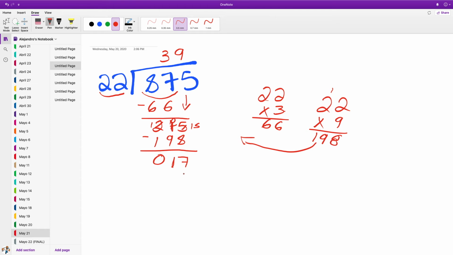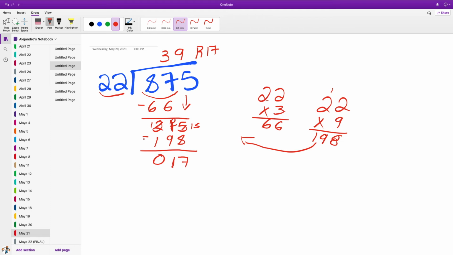Guys, did we get it right? Yes, because the 17, the remainder, is less than the divisor. Remember, that's a way that we can check the answer right away and know if we got it right or not. And the 17 is the remainder. We are done with the division. Yes, we are done. So what we can do, we can put 39, the quotient, or 17. Boom. That's how you do it.